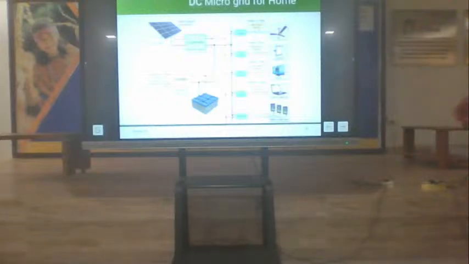That's what is called a DC microgrid for home. See, the solar generates DC, right? So if we can use that DC directly to power the appliances, what will happen? We are reducing a lot of the number of conversions, thereby we can increase the efficiency.